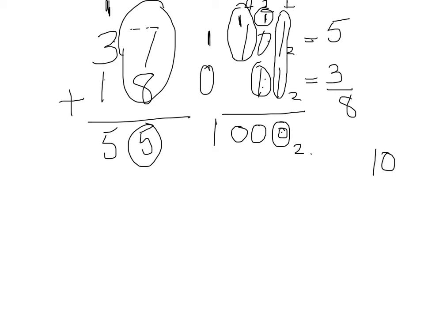Let's see 1,000 in binary. What is it in decimal? Remember, this one corresponds to 1, 2, 4, and 8. 1, 2, and 4 do not contribute anything because everything is 0 except 8, which has a 1. So this one is equal to 8. So the same answer. Let's do one more example.